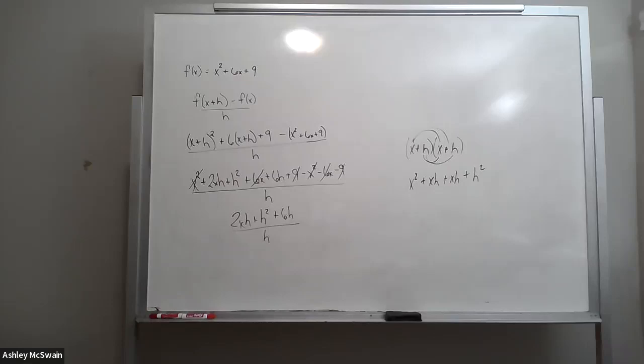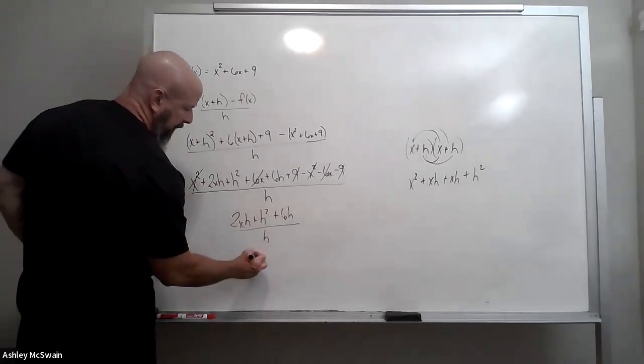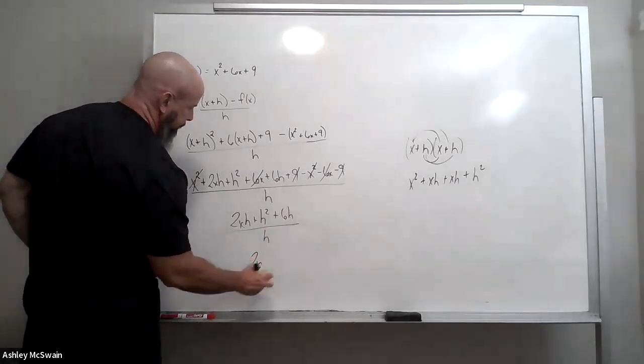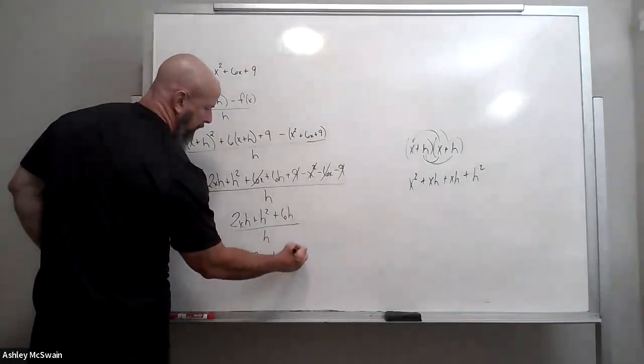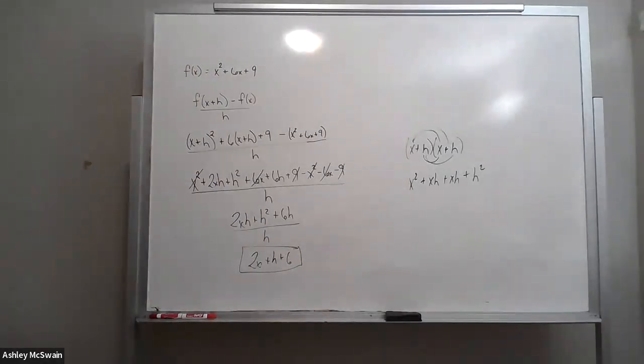Now, when I see that h there on the bottom, I look at the numerator. And wait, there's an h in each term of the numerator. So I can take an h out of each term. In other words, I can divide this h into each one. So my final answer would be 2x plus h plus 6. And that would be the final answer I have, or should have anyway, on the key that was sent out. 2x plus h plus 6. It doesn't matter the order of the terms. Typically, they'll end up in that order just because of the multiplication and simplifying. That was the order they were in.